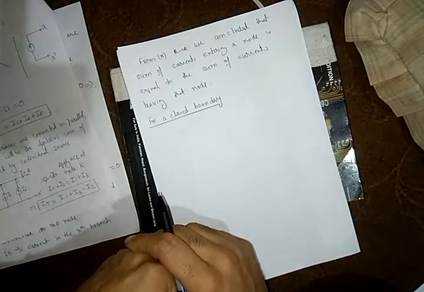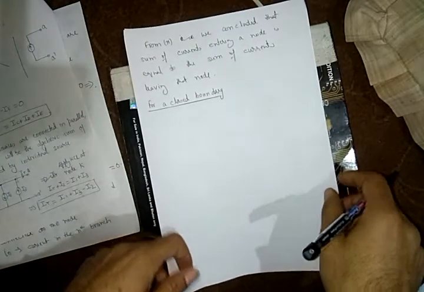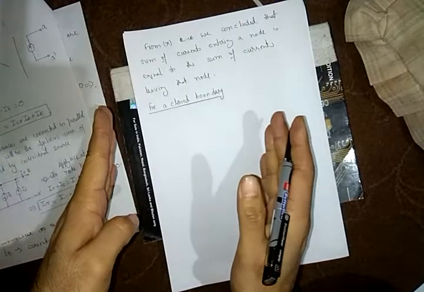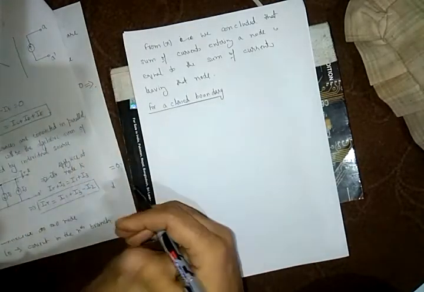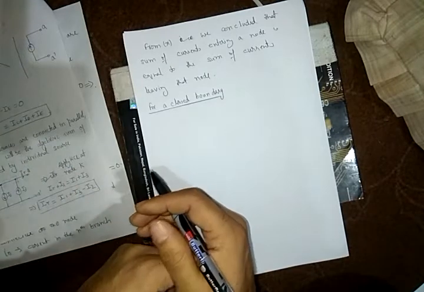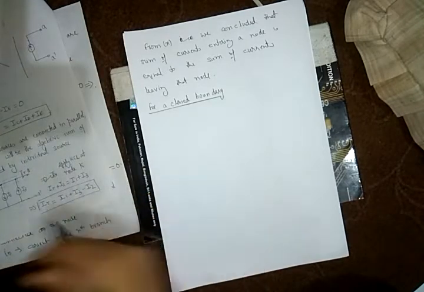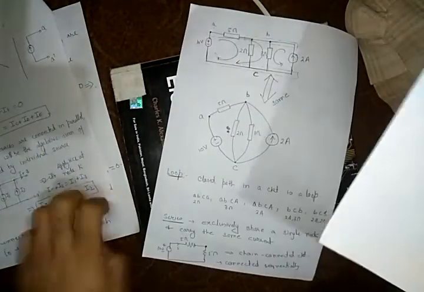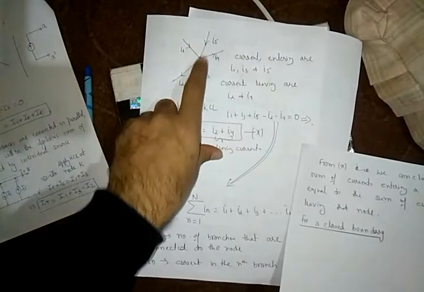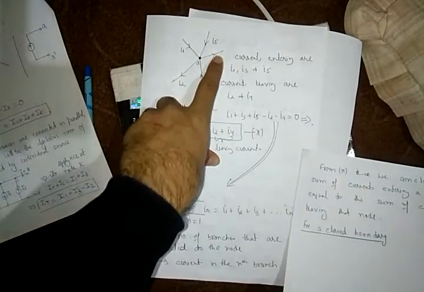So KCL states that the algebraic sum of currents entering a node or a closed boundary is equal to 0. So for this node, I told you that I1 plus I3 plus I5 is equal to I2 plus I4. Okay. Now let us discuss a closed boundary. Let me show you how a closed boundary looks like.